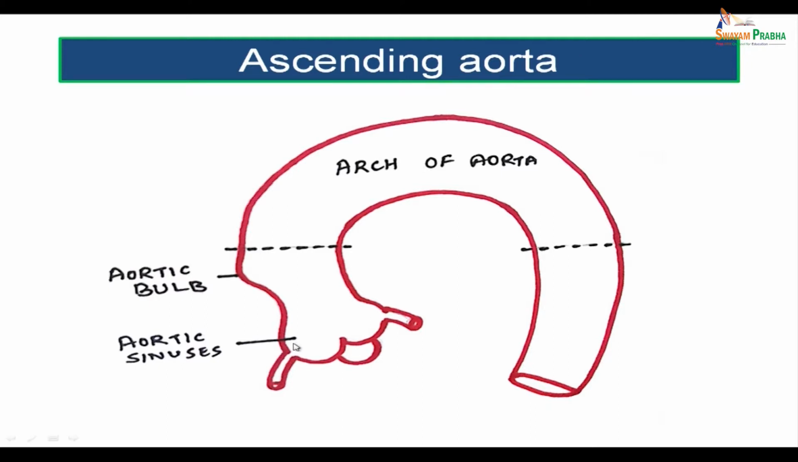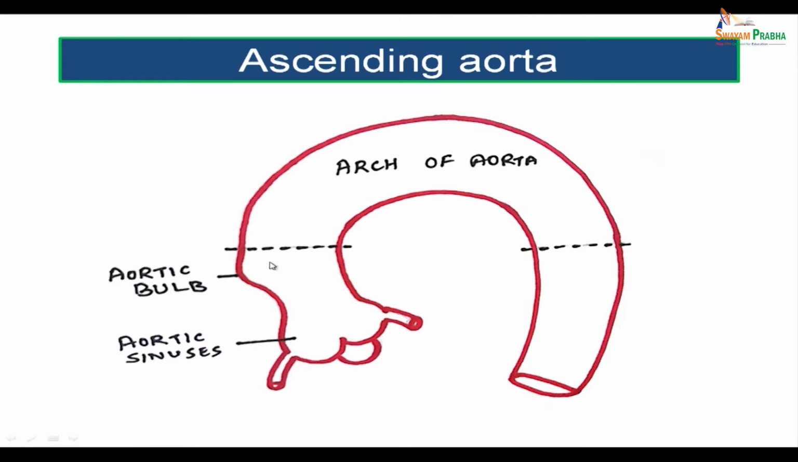The one which gives rise to the right coronary artery, it is called as anterior aortic sinus, and the other two are the posterior aortic sinuses. The left posterior aortic sinus gives origin to the left coronary artery, whereas the right posterior aortic sinus does not give rise to any coronary artery. It is called as non-coronary sinus. These are the sinuses of Valsalva, a slight dilatation which is found in the aorta, that is the ascending aorta.